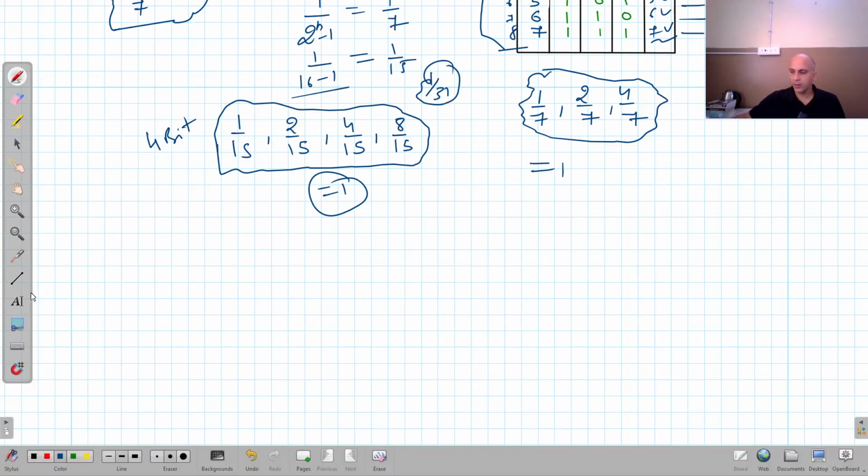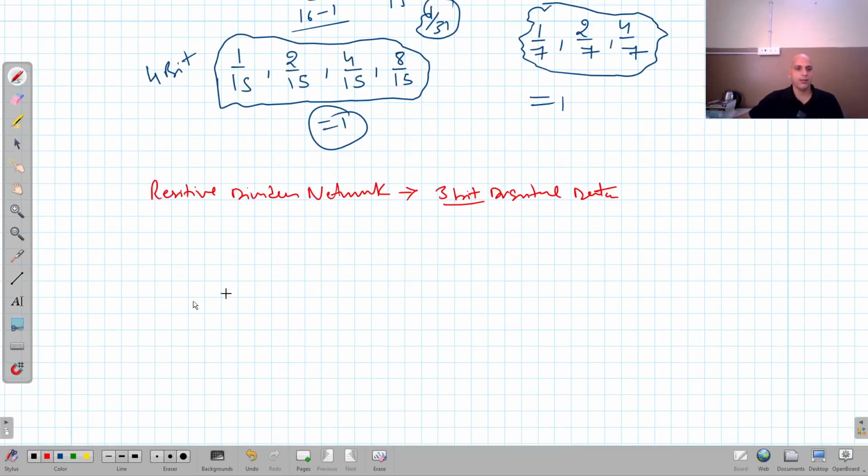So now I'm going to draw a resistive divider network, that is a variable resistor network actually. So I'm doing it for 3 bits, 3-bit digital data, digital signal or digital data. So for it, you know very well that we need at least 3 resistors.